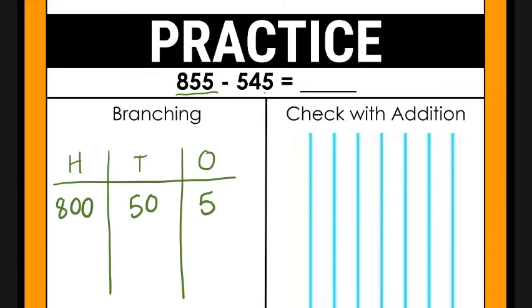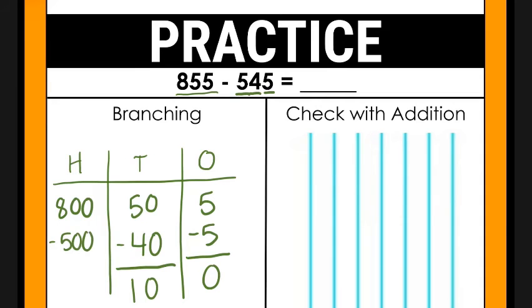Now let's subtract my ones. 5 minus 5 equals 0. Now let's subtract my tens. 50 minus 40 equals 10. Now let's subtract my hundreds. 800 minus 500. Remember, I think 8 minus 5 is 3, but it's in the hundreds. So 300 and 10 and 0, that equals 310.